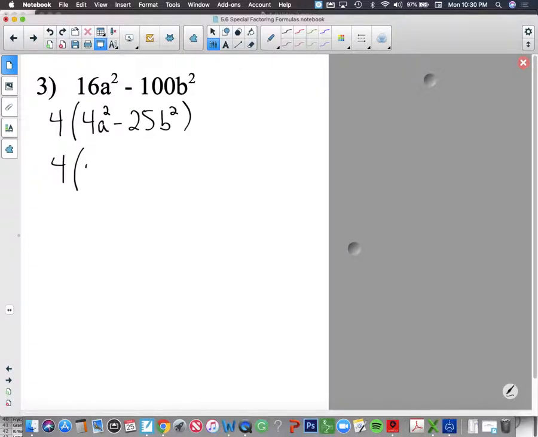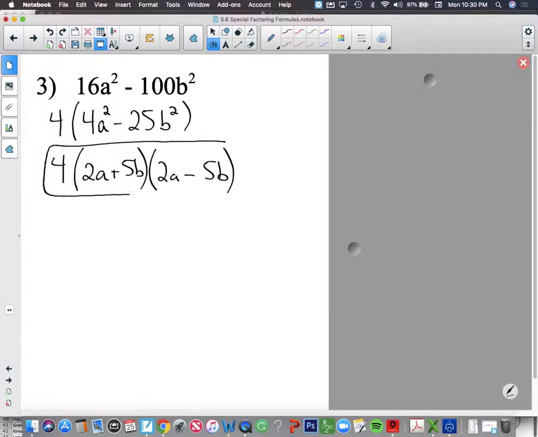So square root of 4 is a 2, and we're going to have an a. So we'll have a 2a in both of those. Square root of 25 is a 5, and we'll have a b there. 5 and a b there. So one set has a plus, one set has a minus, then you are done.